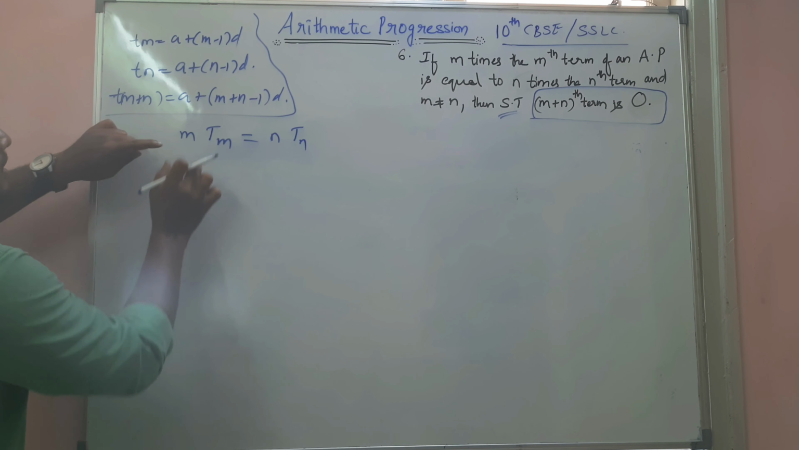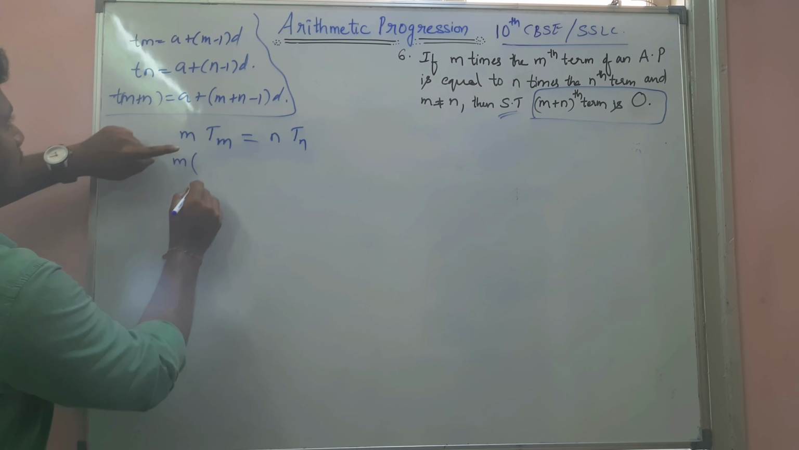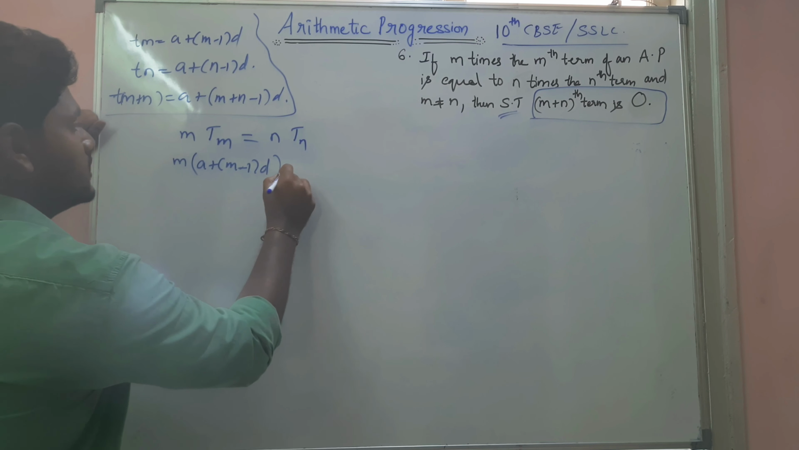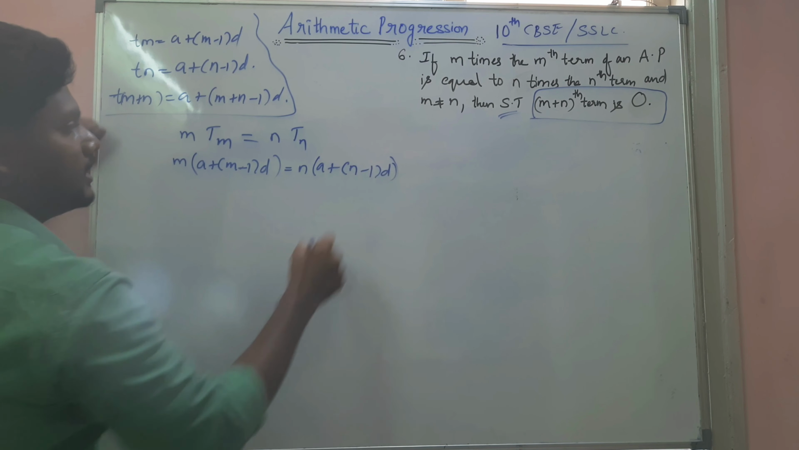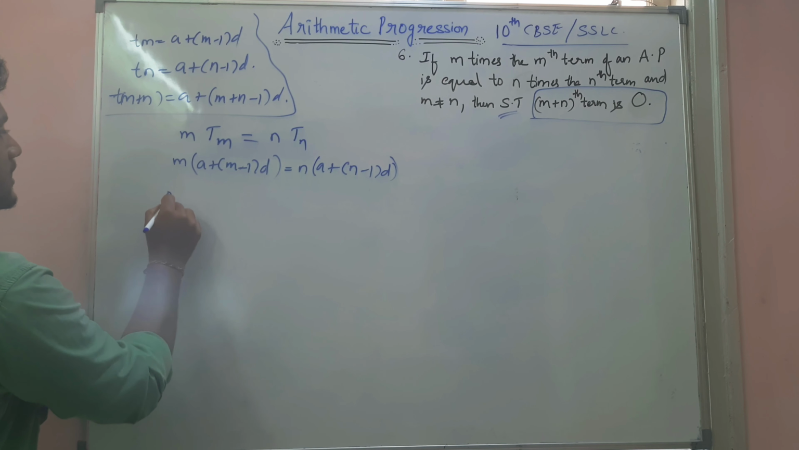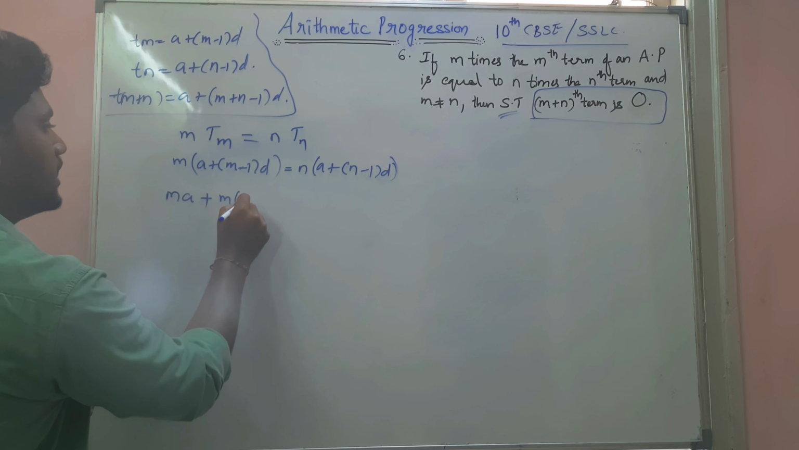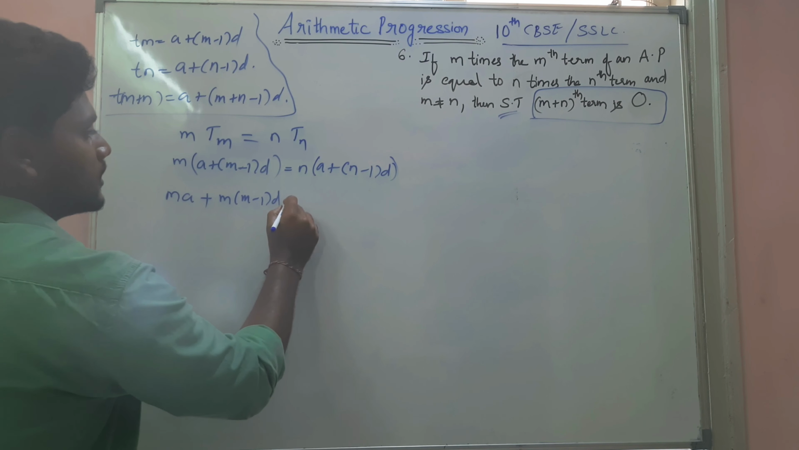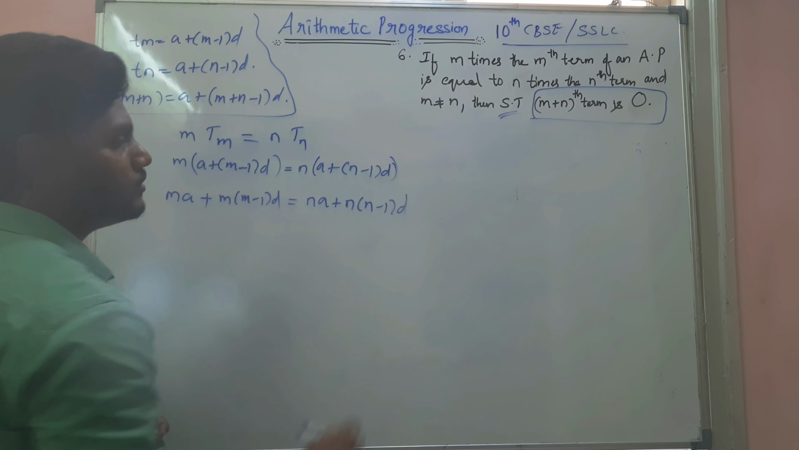So first I will substitute Tm and Tn here. It will be m into Tm, Tm is a plus m minus 1 into d, is equal to n into a plus n minus 1 into d. So you multiply here and simplify. This is ma plus m times of m minus 1 into d is equal to na plus n times of n minus 1 into d.